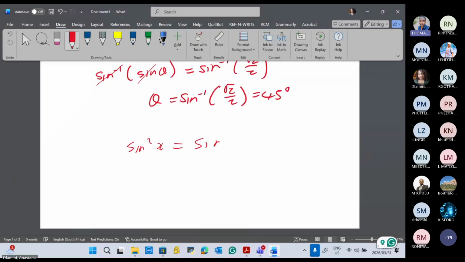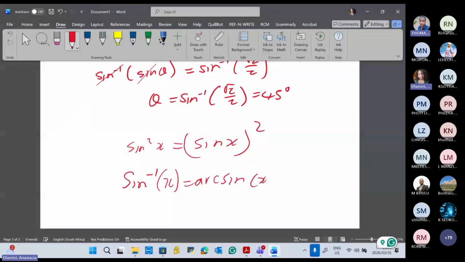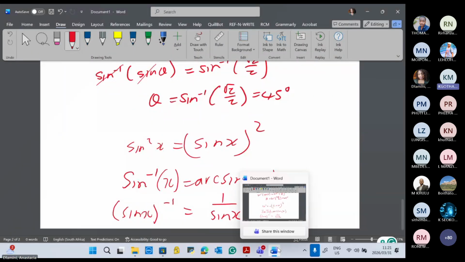Now, sine to the power of -1 represents arcsine of x. Meaning that sine of x to the power of -1 is the one that is 1/sine of x. Are we together? Yes, ma'am. Thank you.